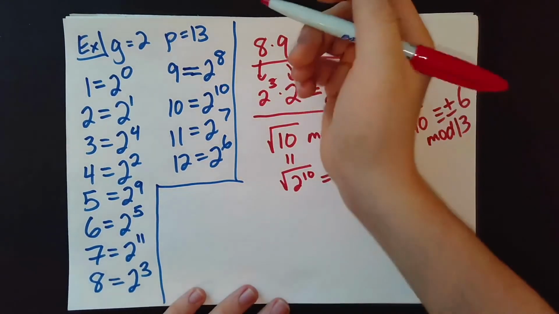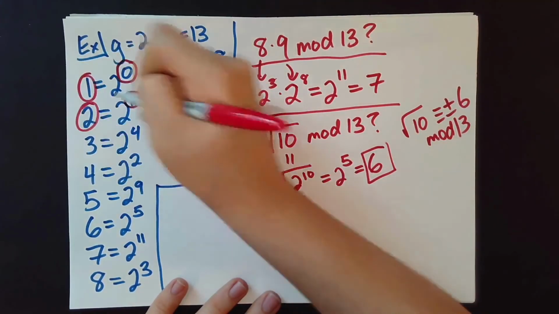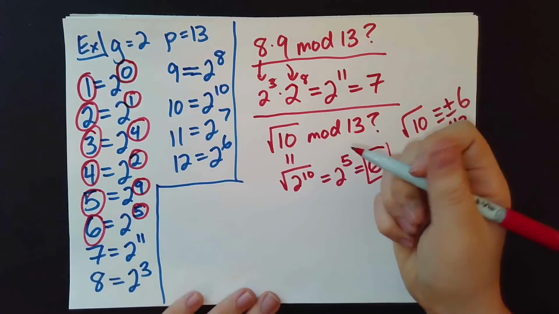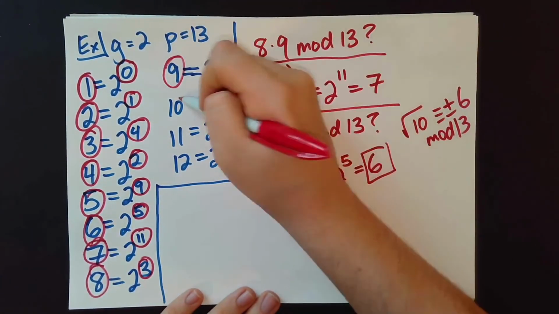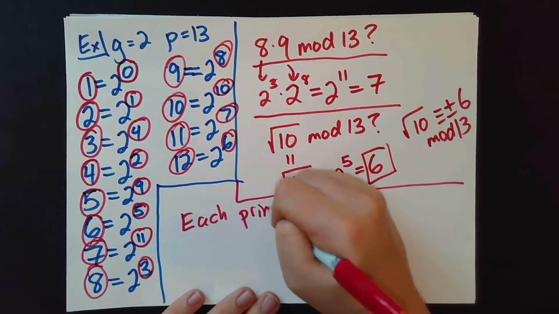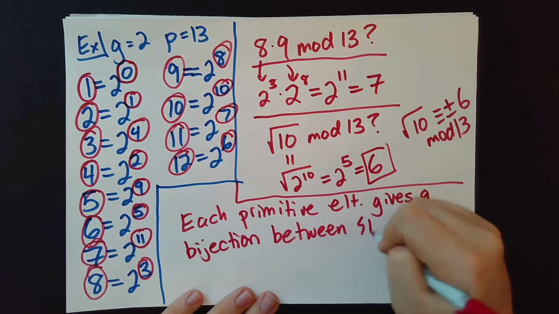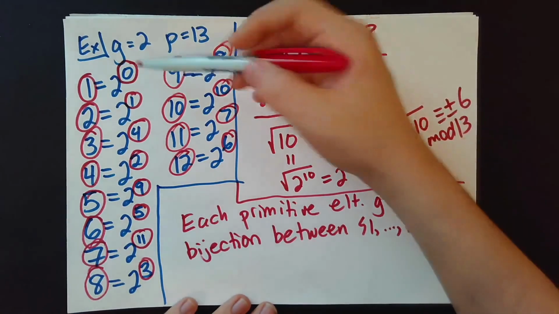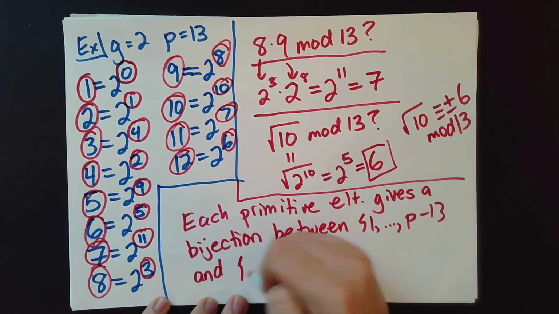So what have I done here? Well, in fancy terms, what I've really done is I've written down a bijection between two sets. Namely, the set of exponents and the set of non-zero things mod 13. Or, because people like words, the set of non-zero residues mod 13. So really what I'm saying is each primitive element gives you a bijection between the set of non-zero residues, which is 1 through p minus 1, and the set of exponents, which start at 0, and actually, if you think about it, go up to p minus 2.